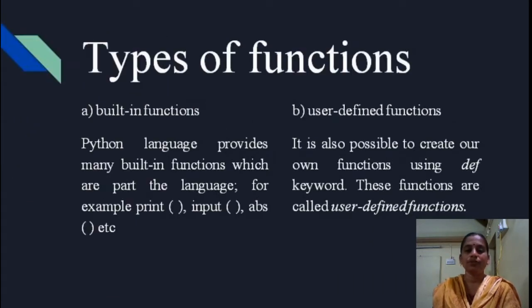Next, I am going to discuss what are the various types of functions available. The first type is built-in functions. Built-in functions are the functions which are part of the language, which means the functions are created by the language itself. We need not write any code for creating those functions. For example, print(), input(), abs() are some of the examples of built-in functions in Python. This is very similar to a ready-made shirt which is being sold in a shop.